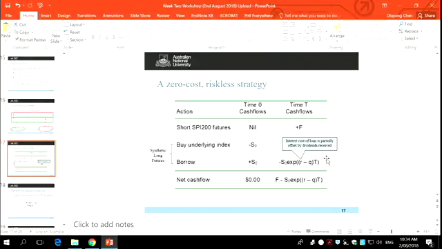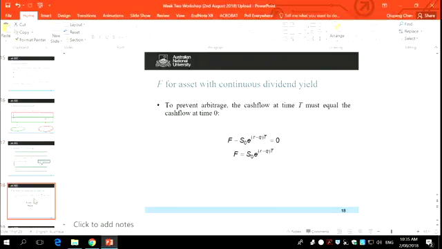Now, remember, if it costs us nothing to set up today, the payoff in the future should be nothing. So what I can do is equate this 0 with this component here, right? So I simply rearrange the equation. We get this pricing formula for the asset with continuous dividend yield.